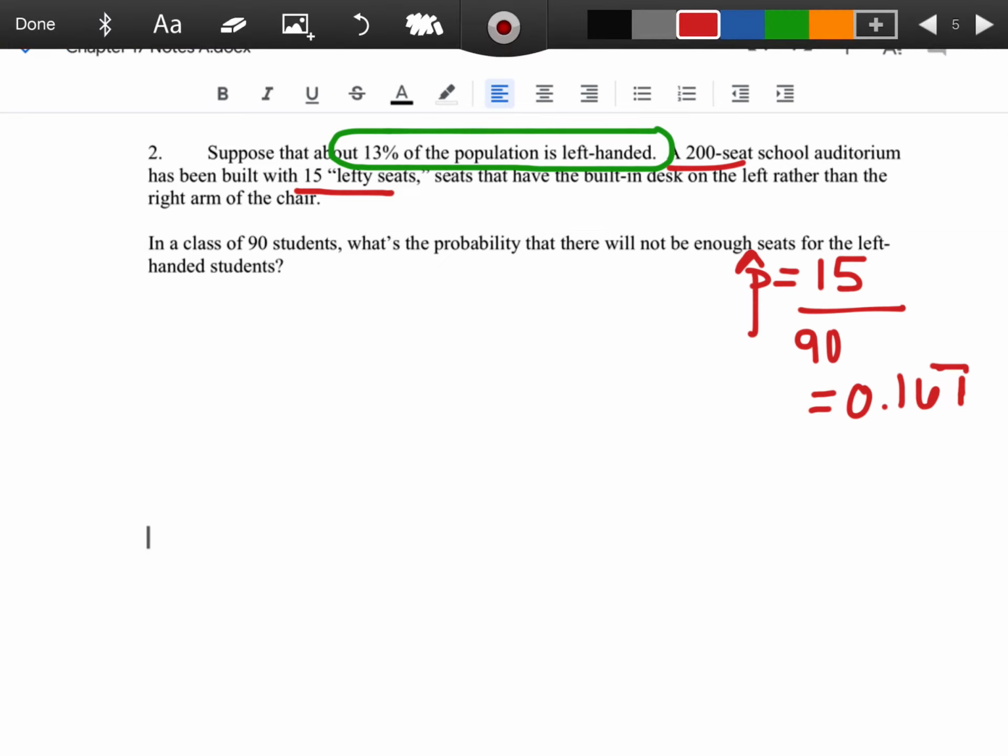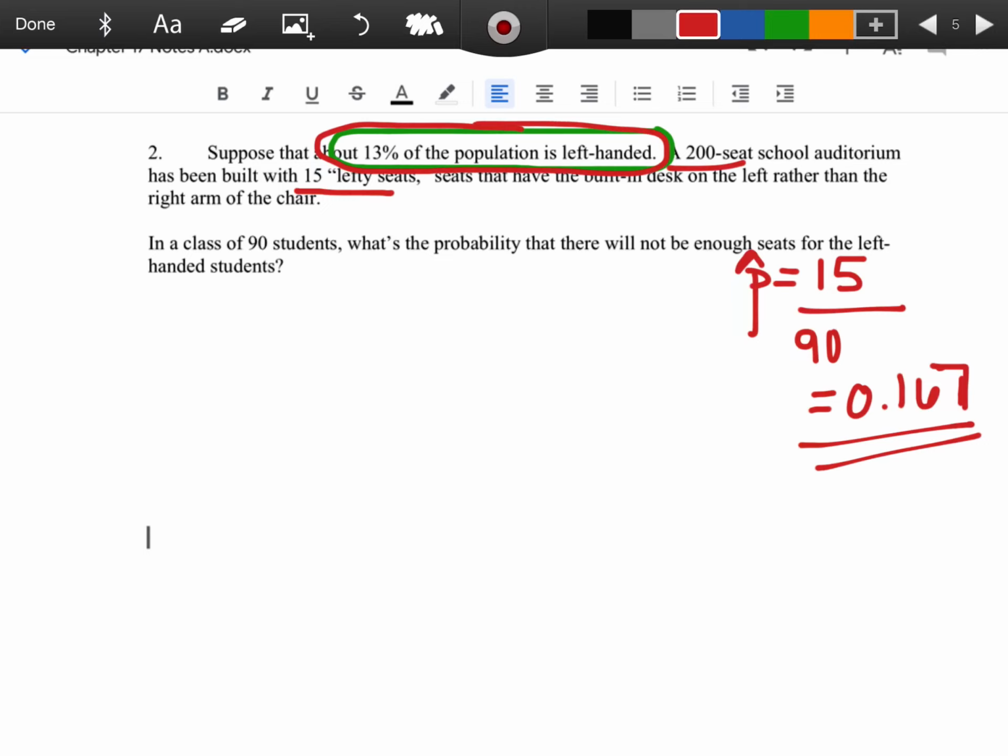So in this case, as long as I had less than about 16 or 17% of my students who were left-handed, I'd be okay with my 15 left-handed seats. And in general, 13% of the population is left-handed. As long as we don't have an abnormal amount of lefties, we should be okay in this situation.